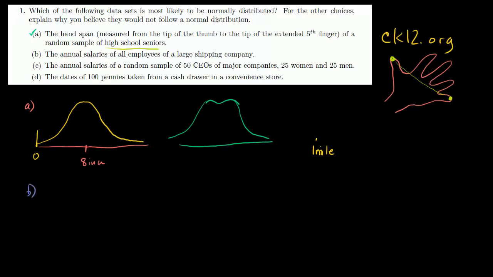The annual salaries of all employees of a large shipping company. So if we're talking about annual salaries, we have minimum wage laws, whatnot. So I would guess that any corporation, if we're talking about full-time workers at least, there's going to be some minimum salary that people have. And probably a lot of people will have that minimum salary because it'll be probably the most labor-intensive jobs. And you probably have most people are down there at the low end of the pay scale.